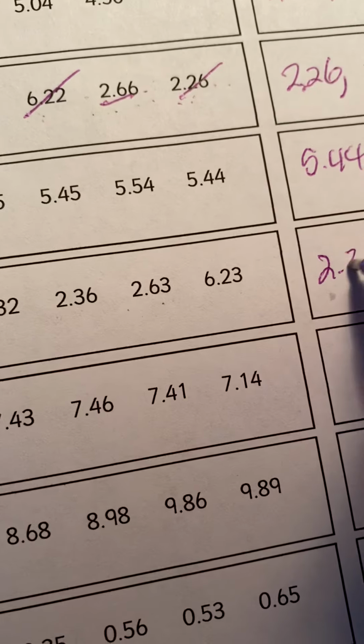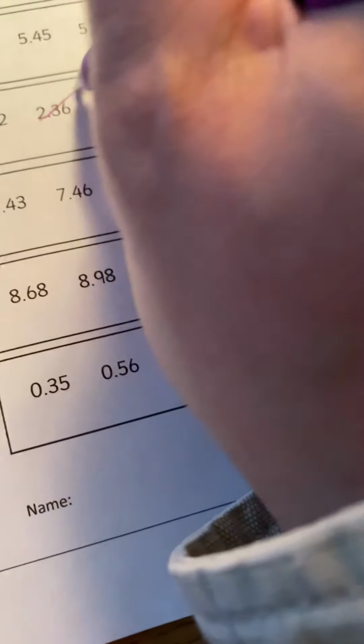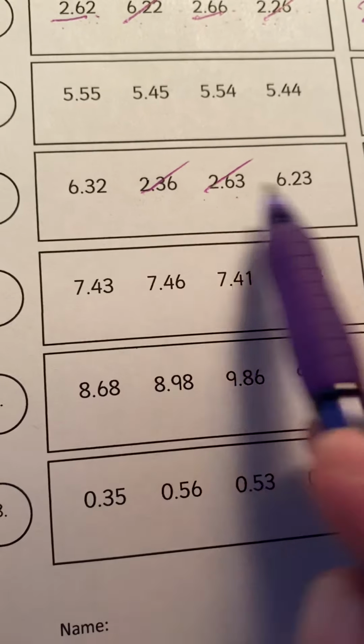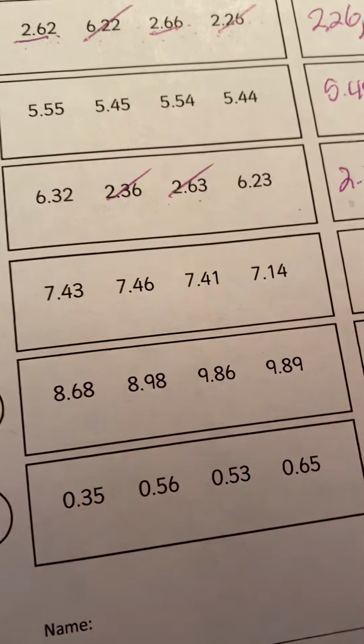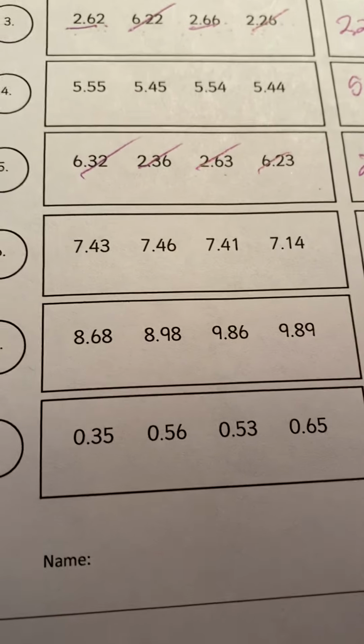So I got 2.36, then 2.63. I can take care of both those just like that, right? Then I got 6.3 or 6.2. Well, 6.2 is smaller, so 6.23 is going to be followed by 6.32. So sometimes the problems are pretty easy just to reason out.